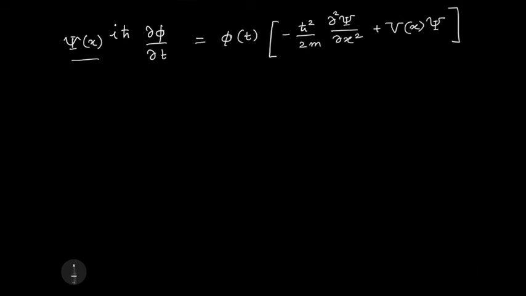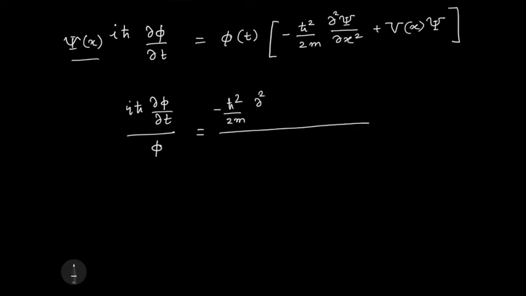Okay, let's rearrange these a little bit. So I write i h cross del phi del t and put that phi from the right hand side to the left hand side. And in the right hand side, then what is left is minus h cross square by 2m del two capital psi del x2 plus Vx capital psi, and that capital psi which was there in the left hand side in the previous equation comes in the denominator here.